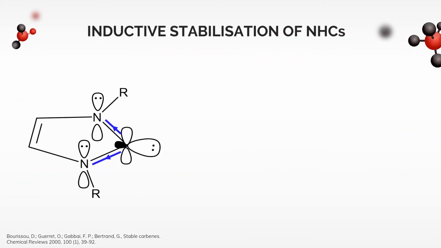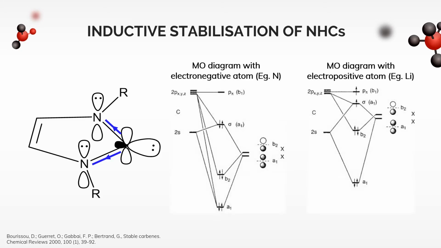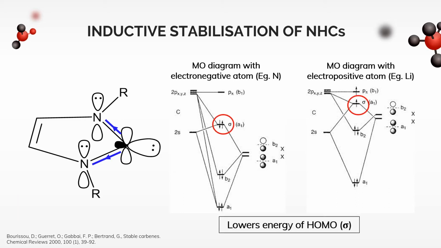For the inductive stabilization, it can be explained using an MO diagram. When the carbene center interacts with an electronegative atom like nitrogen, the energy of the HOMO is lower than when the carbene center interacts with an electropositive atom like lithium. Therefore, it shows that the HOMO energy level is lowered with nitrogen and hence more stable.